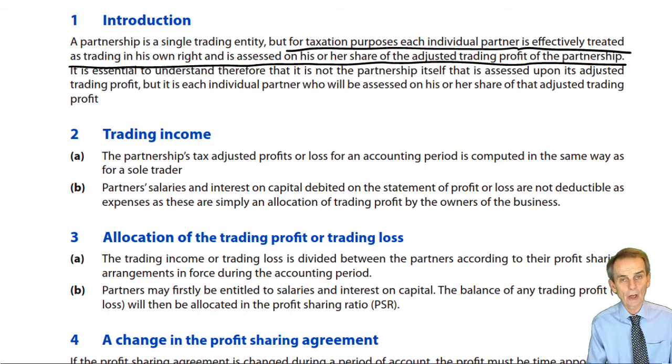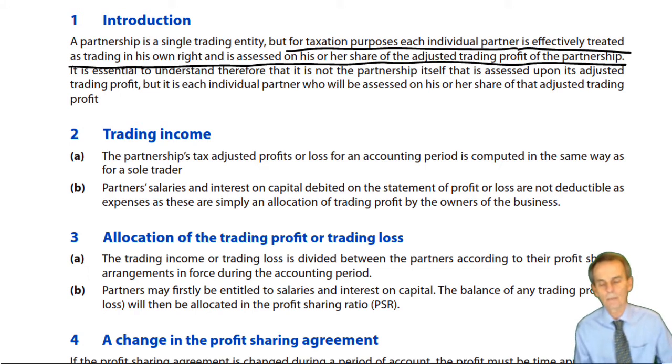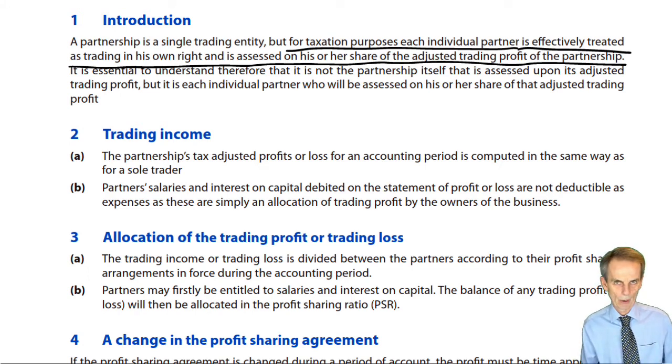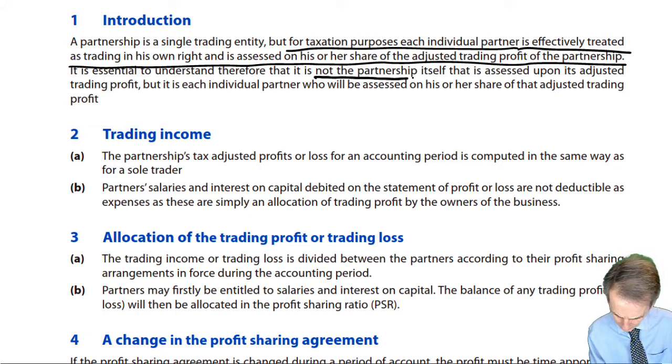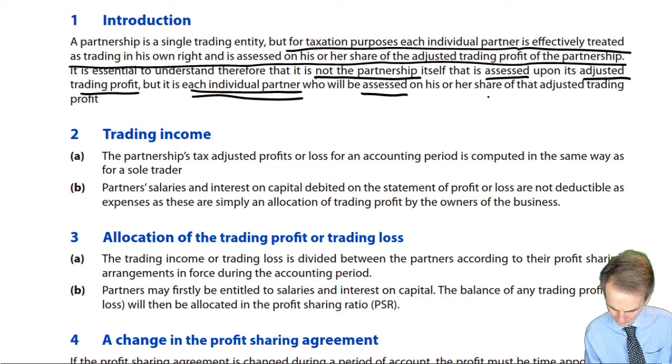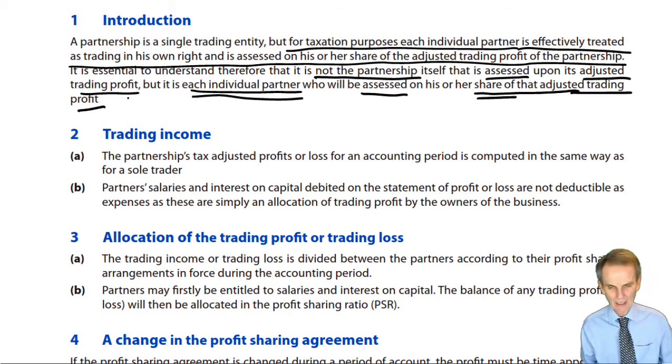For the most part of this chapter, we will be assuming that profits will arise. There is only a limited amount of knowledge that we need to have in terms of partnership losses. All the mechanical work will be dealing with profits. It is essential to understand, therefore, that it is not the partnership itself that is assessed upon its adjusted trading profit. It is each individual partner who will be assessed on their share of that adjusted trading profit.